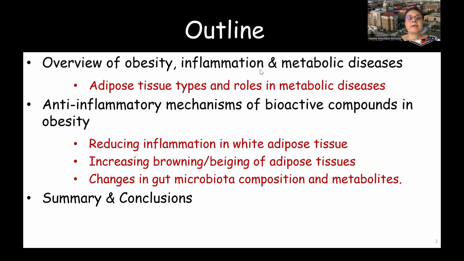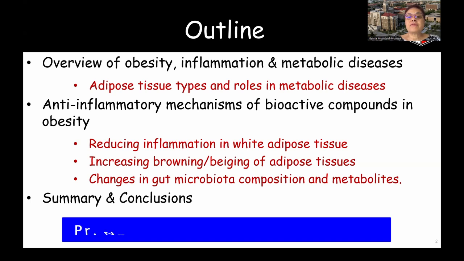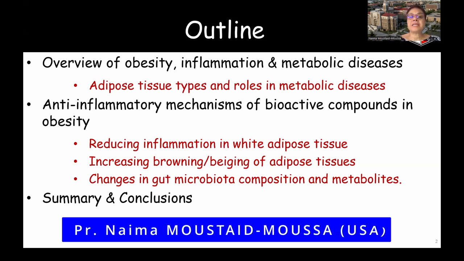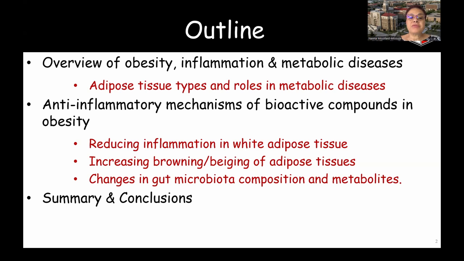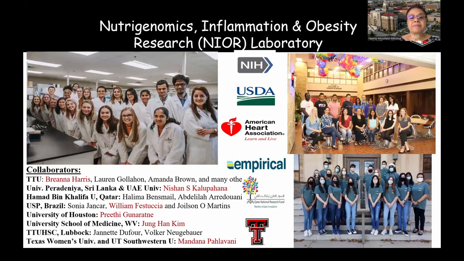Okay. So first I will talk about obesity, just an overview of inflammation, how it relates to obesity and metabolic diseases, the different types of adipose tissues and their roles in metabolic diseases. And then I will move on to various ways that dietary bioactive compounds, some of them, can reduce inflammation in white fat, increase browning, and change gut microbiota, some of the mechanisms that may be beneficial in obesity and diabetes.